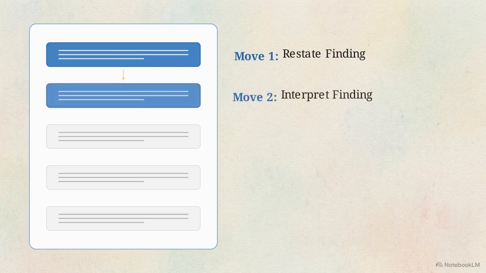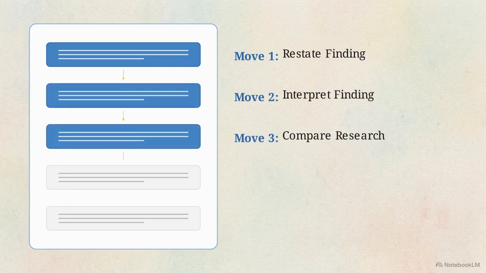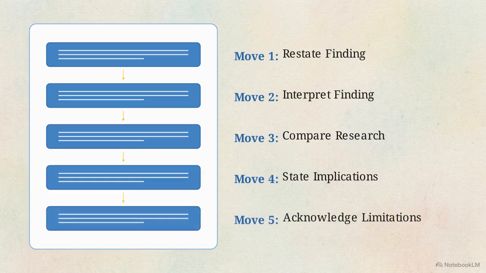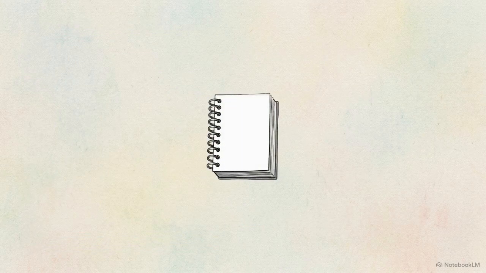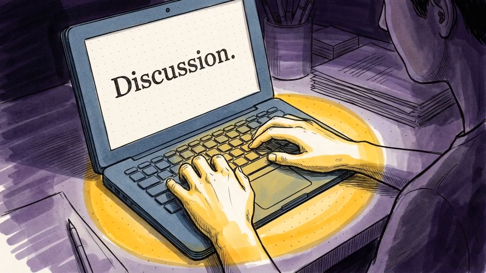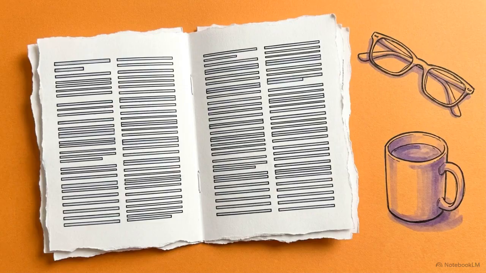When these 5 moves are used together, they create a single, flowing argument. This structure provides a logical path that leads the reader from raw results to a meaningful conclusion. The discussion section is the specific part of a paper where your scholarly voice takes the lead. Mastering these moves turns a summary of data into a credible contribution to your field.